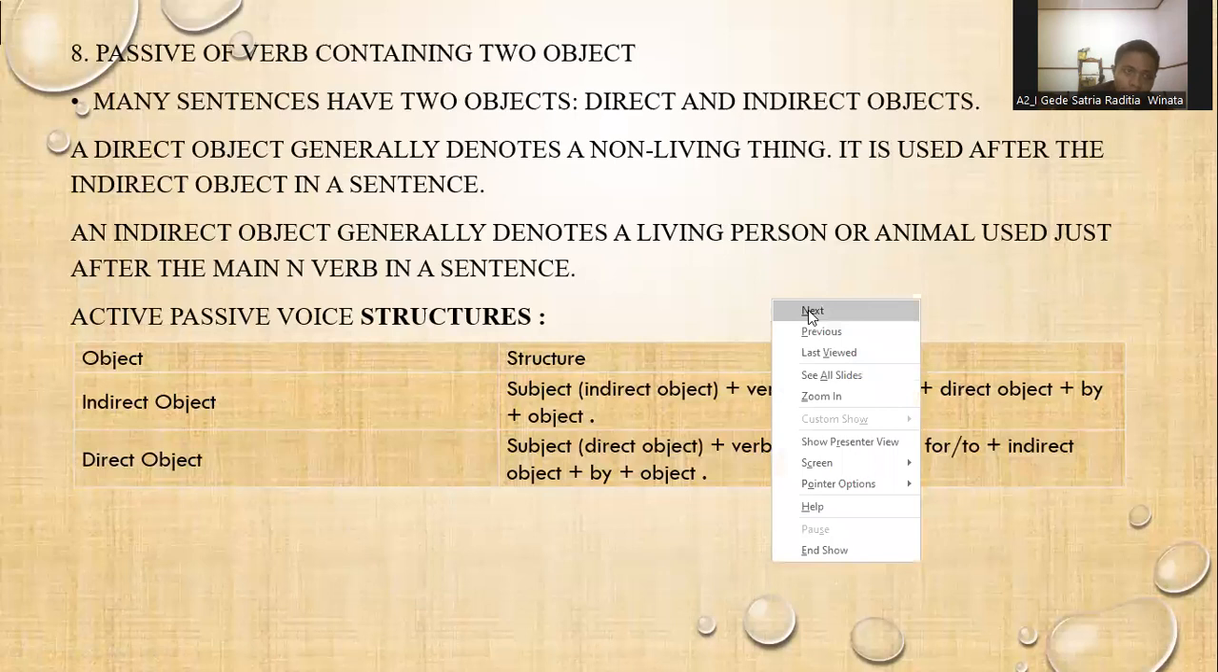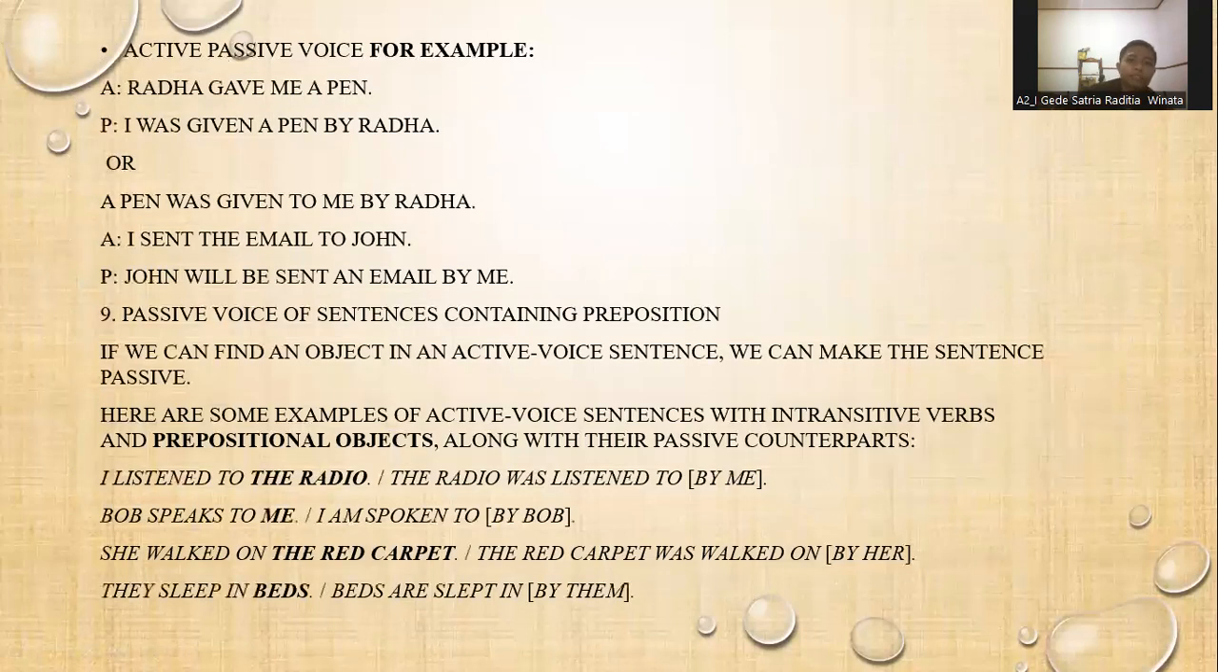Okay, active and passive voice. For example, active: Radha gave me a pen. Passive: I was given a pen by Radha, or a pen was given to me by Radha. Active: I sent the email to John. Passive: John was sent an email by me.